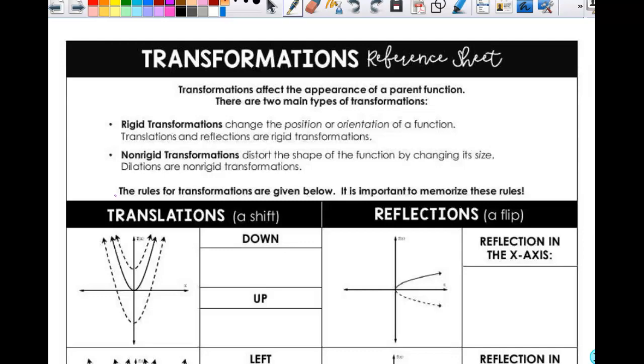Okay, so we have two main types of transformations. The first one is rigid transformations. That's a change in position or orientation of a function, and those are mainly translations and reflections. You move it left or right, up or down, flip it over. That's what's happening there. Then we have non-rigid transformations. They distort the shape of the function by changing its size. Those are your dilations. You shrink it or enlarge it.